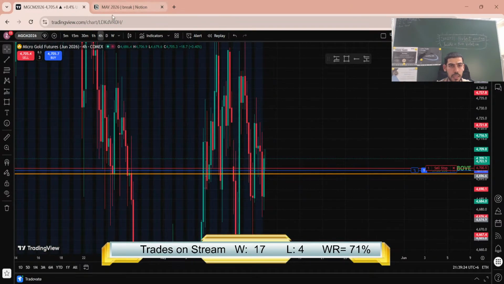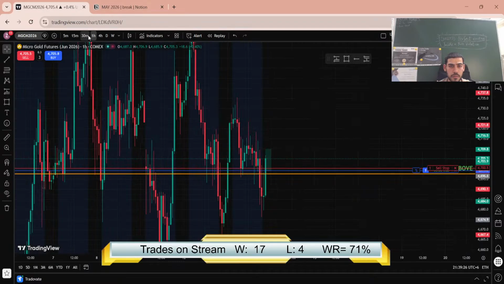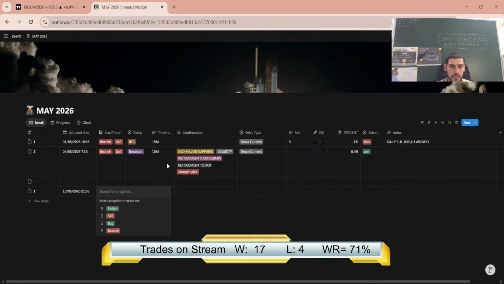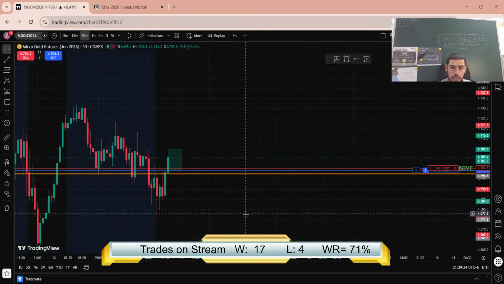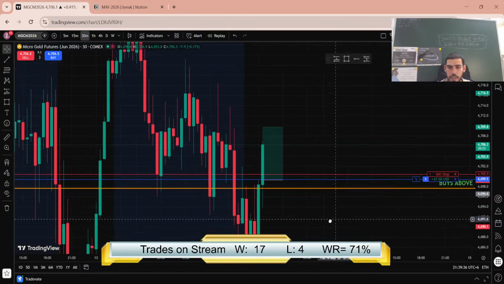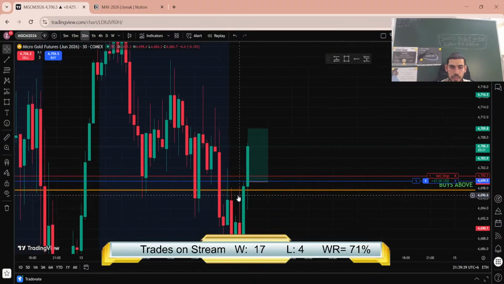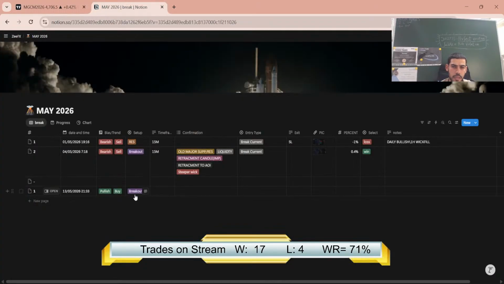So yeah, actually our bias was bullish. We had a bullish bias. I took buys. It was a breakout trade on the 30 minutes. You can see here it was a breakout trade on the 30 minutes exactly.